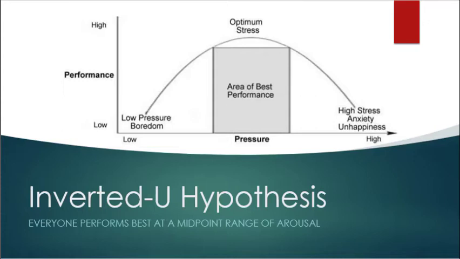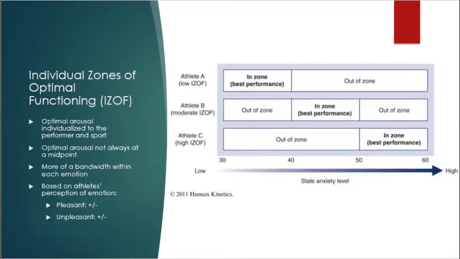However, critics do question this theory, and they question the shape of the curve and whether or not everybody performs at the midpoint of arousal, which leads us to our next theory. The next theory is the individual zone of optimal functioning, known as IZOF. Now, this theory contends that optimal arousal is individualized to the performer and even to the sport, and that optimal arousal is not always at a midpoint.